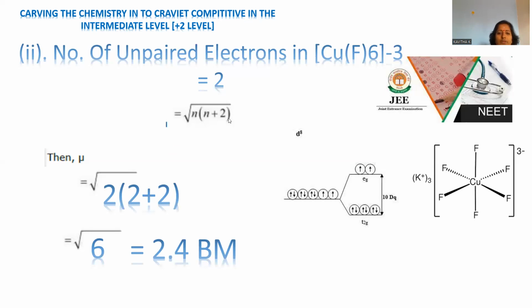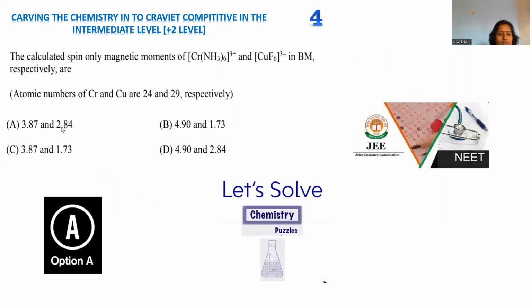Let's apply the formula root n into n plus 2, so root 2 into 2 plus 2. 2 plus 2 is 4, 4 plus 2 is 6. Root 6 comes, and 2.44 Bohr magnetons is the value here. 2.84 Bohr magnetons is provided in option number A. The calculated spin-only magnetic moment of the chromium hexaammine complex will be 3.87, and copper hexafluoride will be 2.84. For question number 4, option number 1 is the correct answer. Chromium has 3 unpaired electrons, copper has 2 unpaired electrons. 3 unpaired electrons correspond to 3.87, 2 unpaired electrons correspond to 2.84. By this, we completed question number 4.